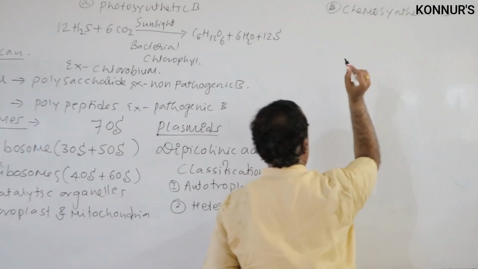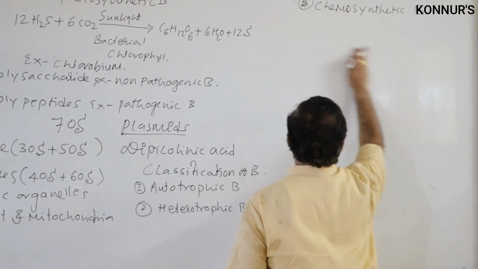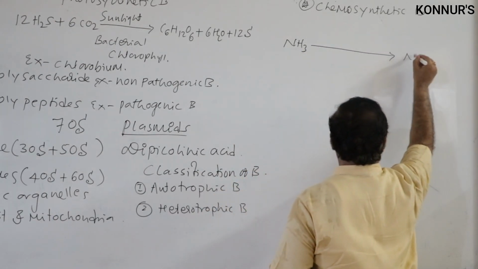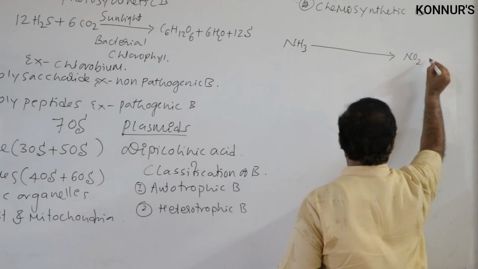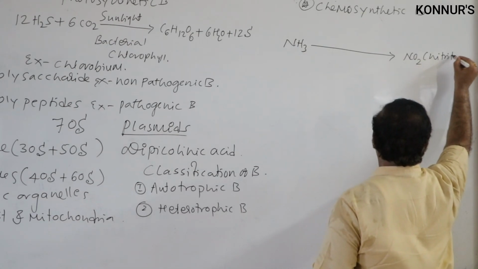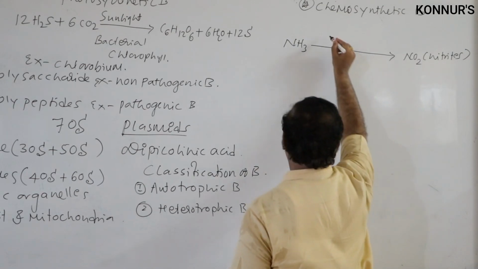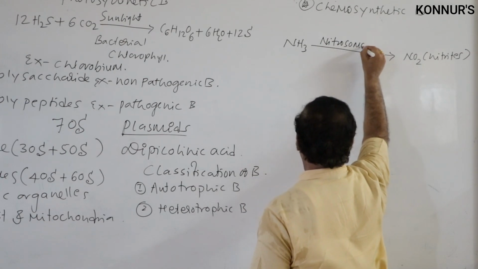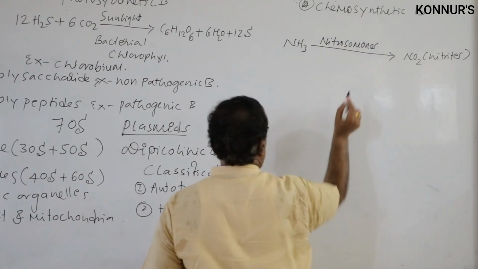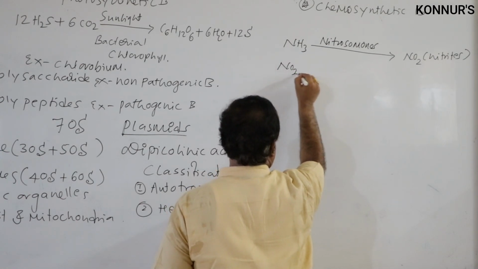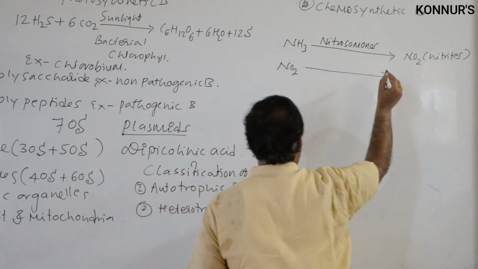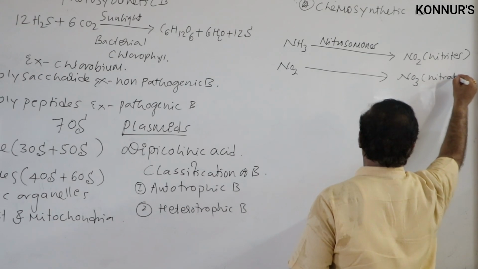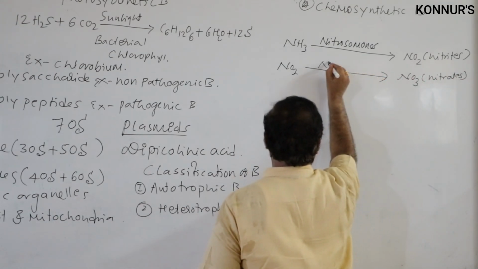The chemosynthetic bacteria convert ammonia into nitrites. This is Nitrosomonas, and the nitrite thus formed is oxidized into nitrate by Nitrobacter.